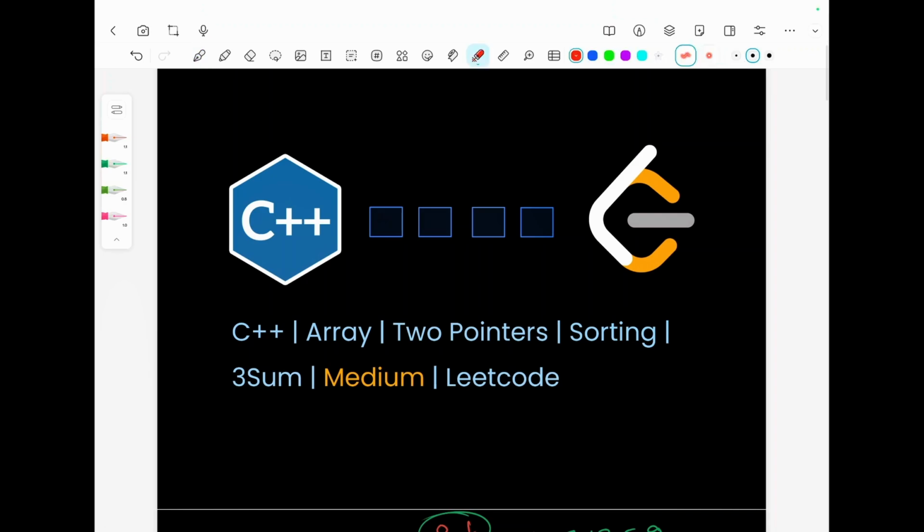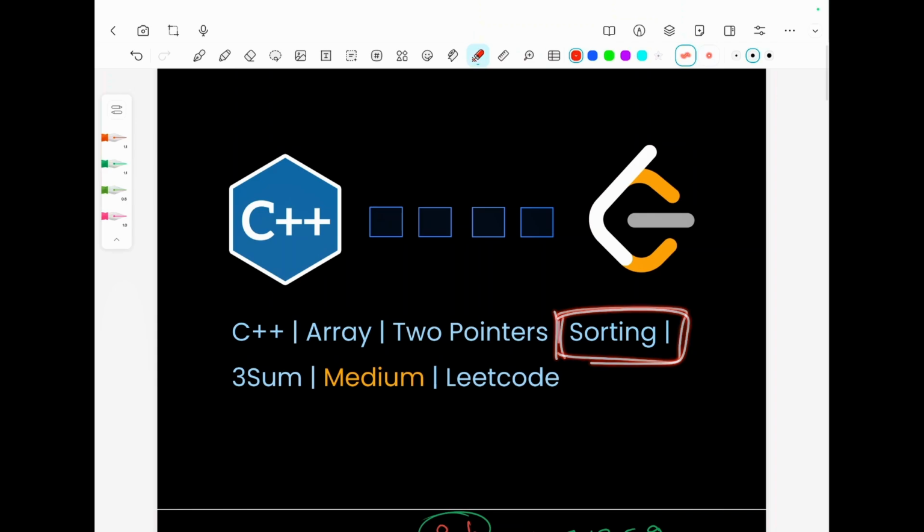So today we are going to solve an upgraded version of two sum. The problem is three sum, and it is also a medium problem from LeetCode. In this problem we are going to use two pointers and sorting. You can also use a map to solve this problem, but today we are going to focus on using two pointers and sorting. Basically we have already covered two pointers, right?